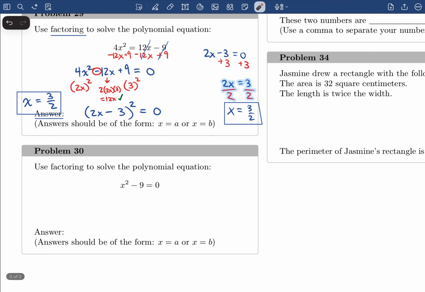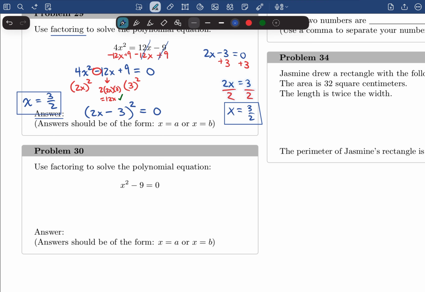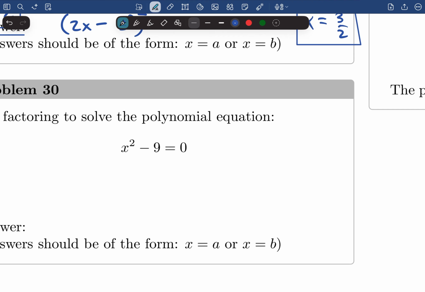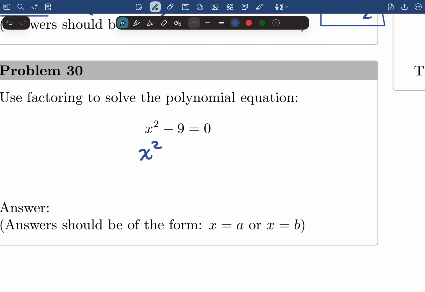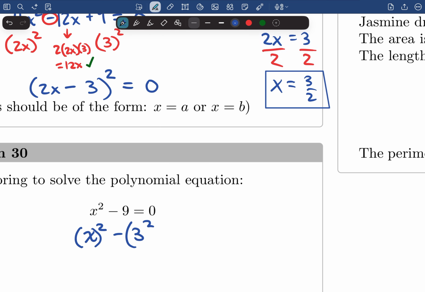All right, we're moving on to problem number 30, which says use factoring to solve the polynomial equation x squared minus 9 equals 0. And when I look at this, I see the difference of squares. Let me make it really clear for you. This is x squared minus 3 squared, right? X is squared, and that's minus 3, which is squared. 9 is 3 squared. Great.